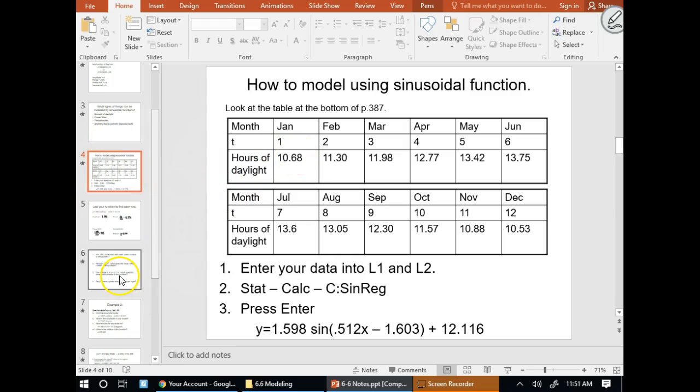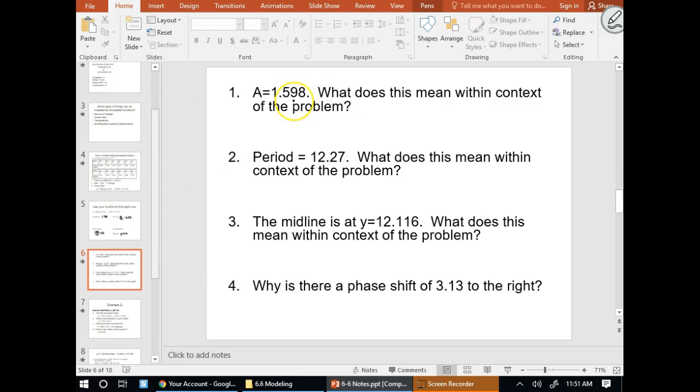Okay, so I'm actually going to ask you these questions out of order. Let's do number 3 first. I need to go back and change these notes so it's first. The midline is at 12.116. In terms of daylight hours in the month, what does that mean? It might not have anything to do with month, it might not have anything to do with daylight hours, but in terms of the context of the problem, what does 12.116 mean?